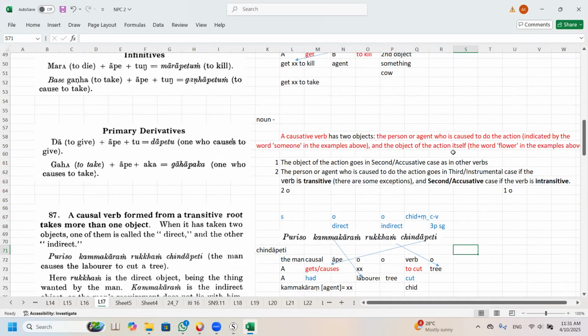Agree or not? The object of the action. Yes, it's the tree, so it's an indirect object. This is the tree based on the example downstairs. So the agent is the laborer.